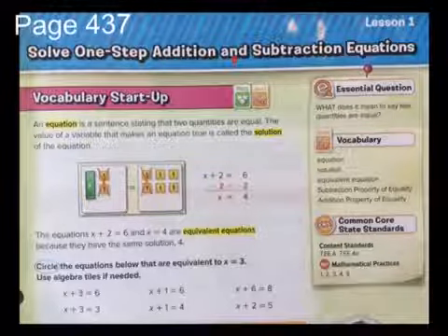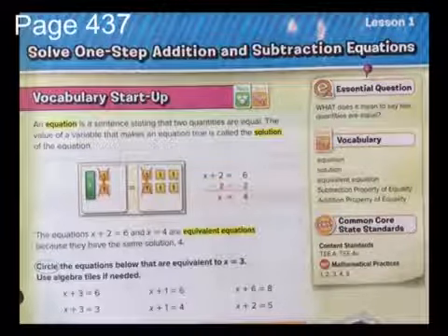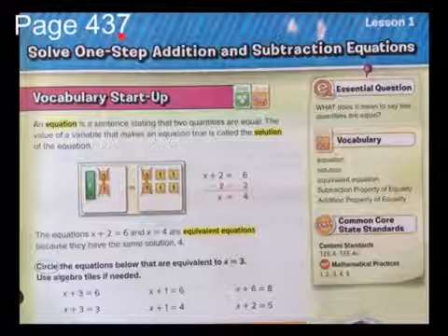Solve one-step addition and subtraction equations. This lesson is found on page 437 of your workbook.